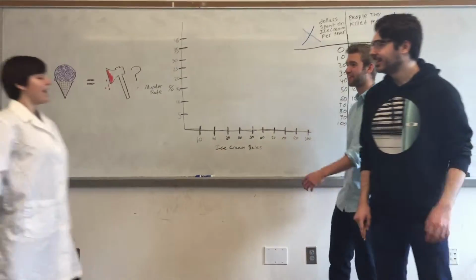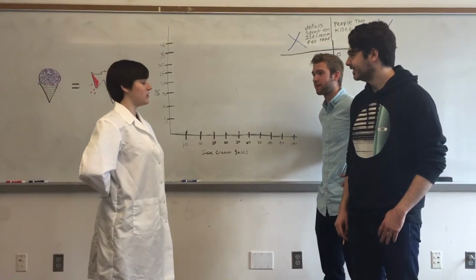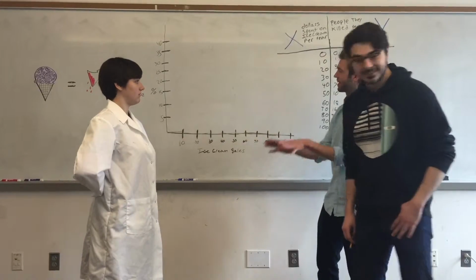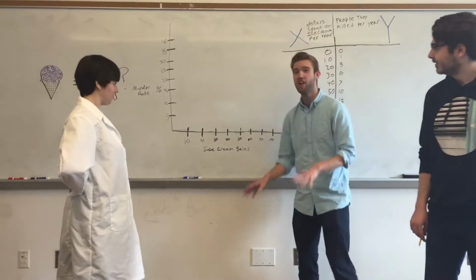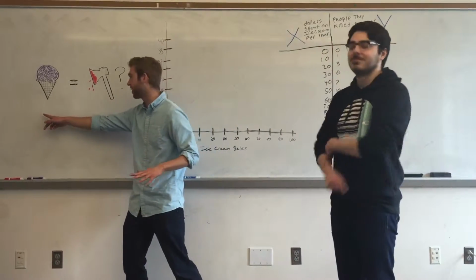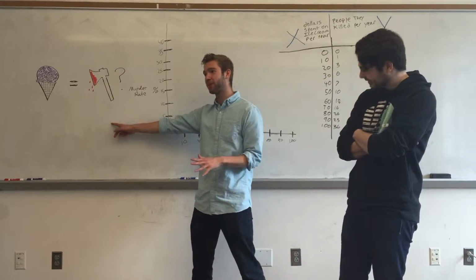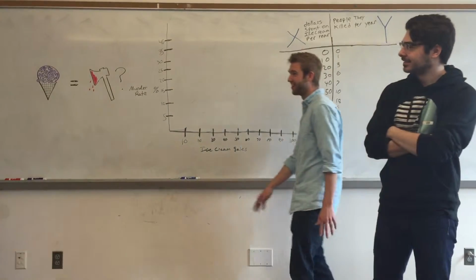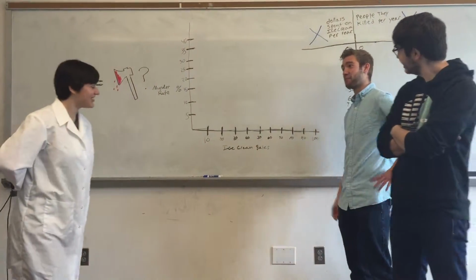Hey, Professor. Hi, students. Have you come up with an idea for your statistics project yet? Oh yeah, we've got a killer idea. Wait till you hear this. All right, so we're going to test the correlation between money spent on ice cream per year and the number of people killed per year per person. Okay, that's very interesting. Right?